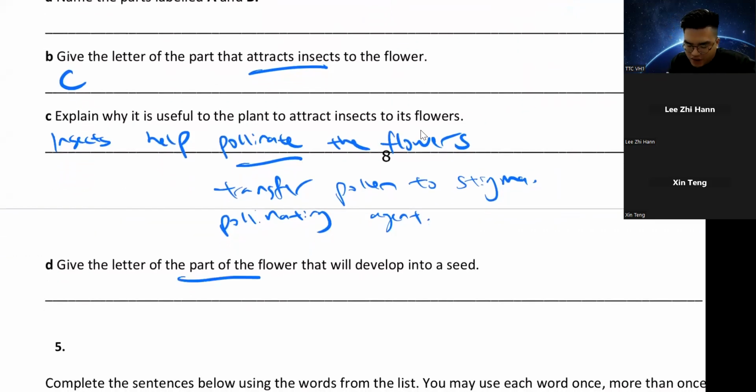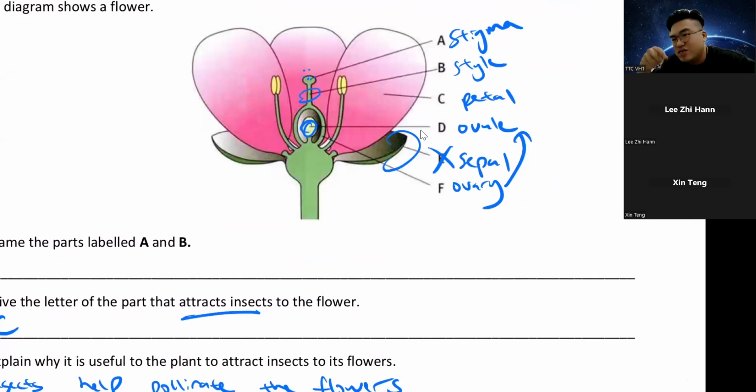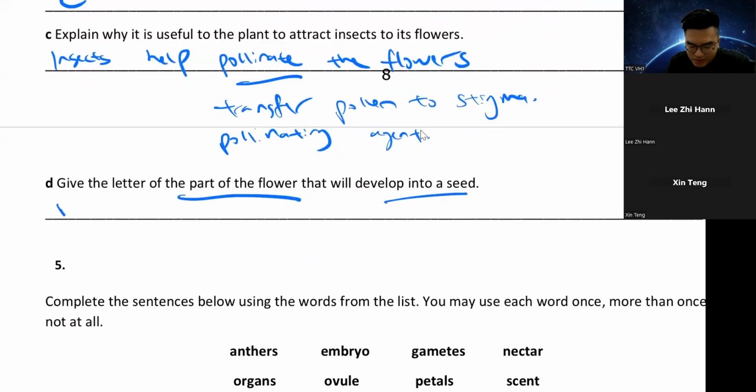Okay, letter of the part of the flower that will develop into a seed. Seed is the inside, because seed is always inside. You eat apple, fruit outside, seed inside. So the seed is D.